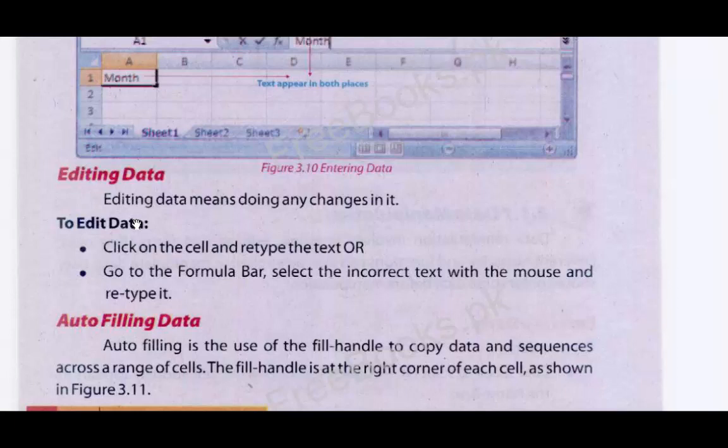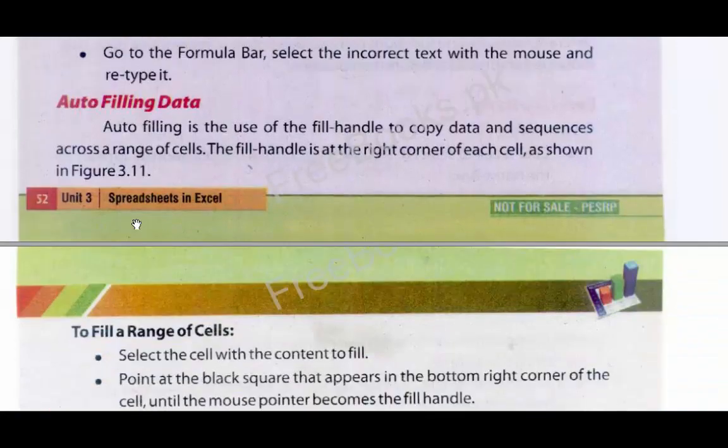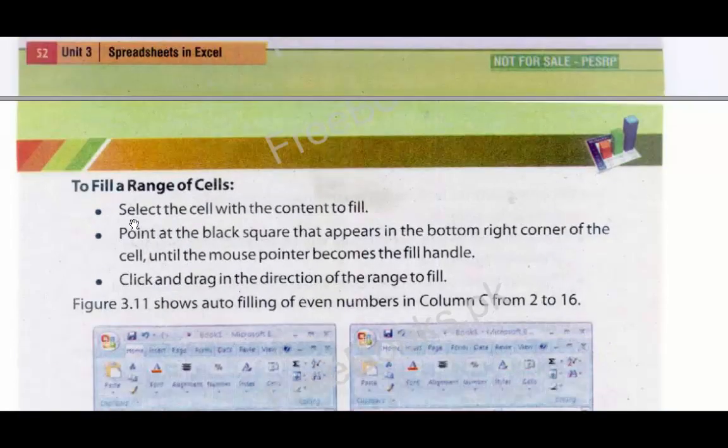Next is autofilling data. Autofilling is the use of the fill handle to copy data and sequences across a range of cells. The fill handle is at the right corner of each cell as shown in figure 3.1. To fill a range of cells, select the cell with the content to fill. Point at the black square that appears in the bottom right corner of the cell until the mouse pointer becomes the fill handle. Click and drag in the direction of the range. Figure 3.9 shows autofilling of even numbers in column C from 2 to 16.